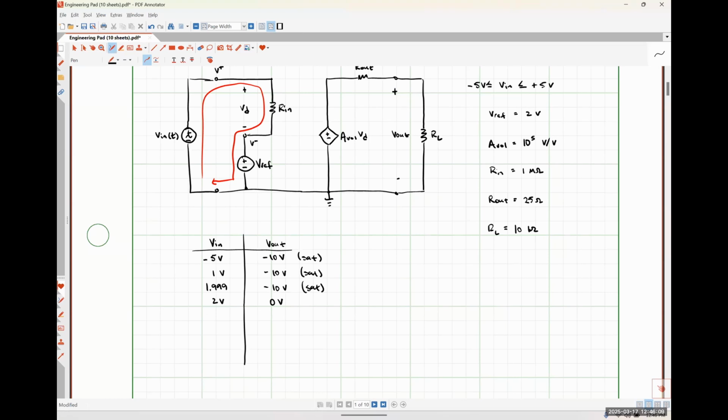And then let's look at 2.001 volts. Okay. So what's going on at 2.001 volts? What's our differential voltage? 0.001, so a thousandth of a volt or 1 millivolt. We multiply that by our gain of 100,000. And so we would have 100 volts. 100 volts is much larger than VCC plus, so we should saturate now at positive 10 volts.